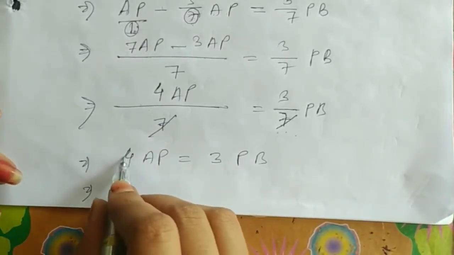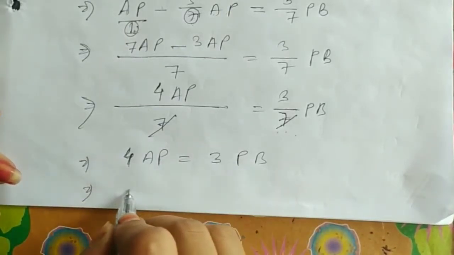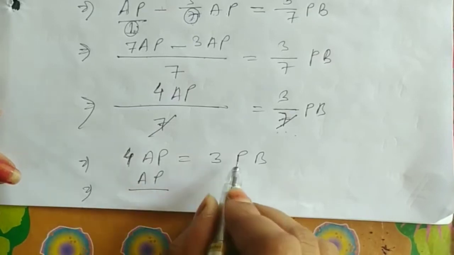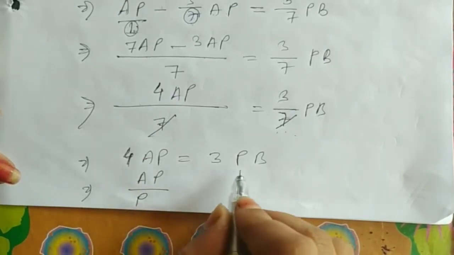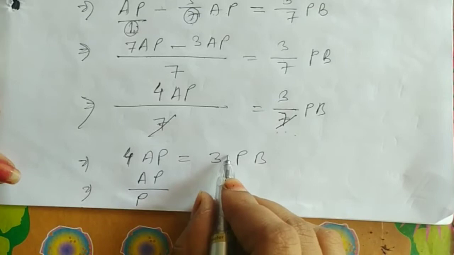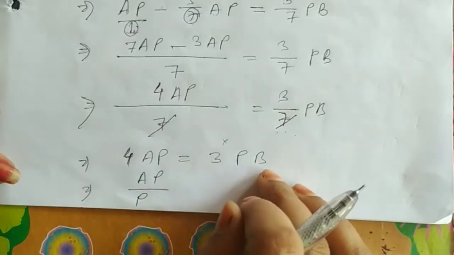So now we will find AP by PB. AP by PB comes here as a multiplication, 3 into multiply of a PB.